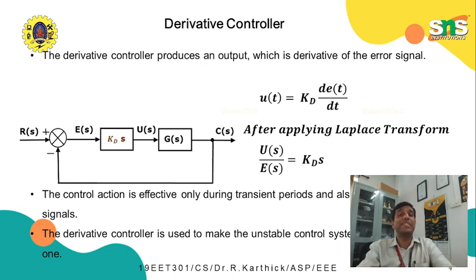It anticipates the error and produces a corrective measure earlier, before the error signal occurs. So that is why it makes an unstable control system into a stable control system. This is our derivative controller.